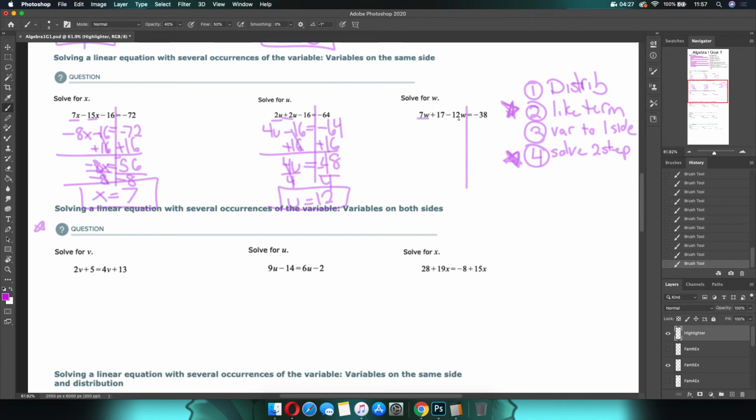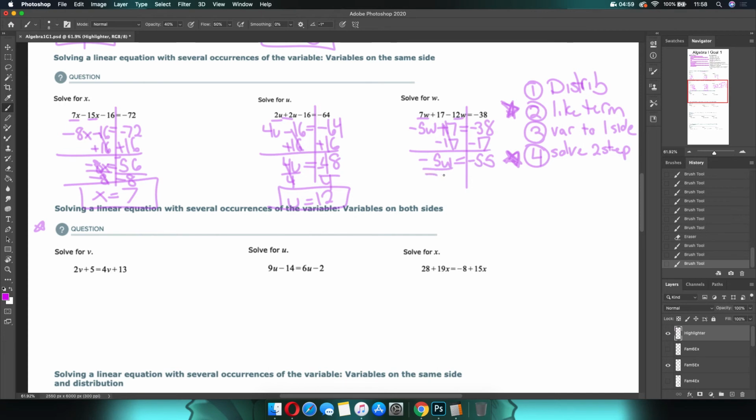Next one, we have like terms again. They're a little bit spread out, but we want to get them a little bit clustered together. So let's see here, 7 minus 12 is negative 5w, plus 17 equals negative 38. All right, so far so good. Minus 17, negative 5w equals same sign, so we're going to add, so that's 55. Ms. Dubois, do your math. The human calculator fails. The horror.